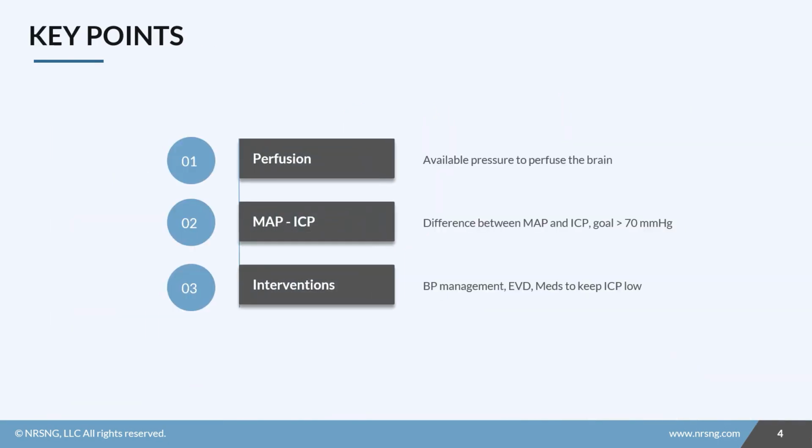So remember that CPP is the amount of pressure available to perfuse the brain. Without a good CPP, the brain's not getting blood flow, and tissues that don't get blood flow will die. Okay. Remember that we calculate CPP by taking the MAP minus the ICP. So it's the difference between the pressure upwards and the pressure downwards. And our goal here is for that to be greater than 70. Remember, it's like the two people pushing on either side of the door.